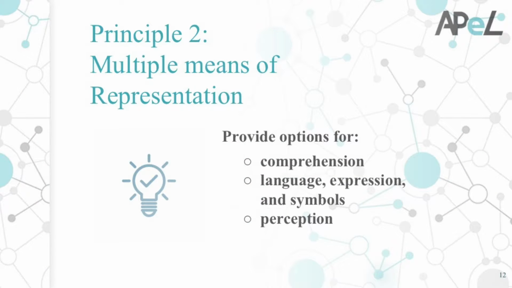All right. Our second column is multiple means of representation. So this is the purple column. And the idea here is you provide different pathways to receiving the content. The guidelines are multiple options for comprehension, options for language and expression.